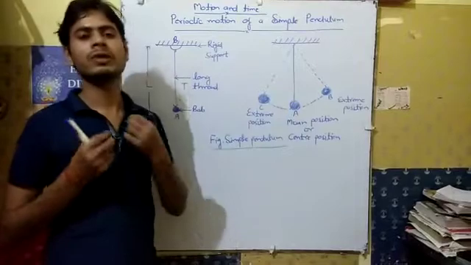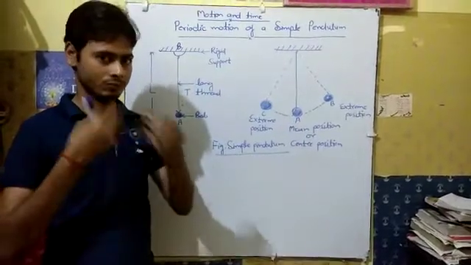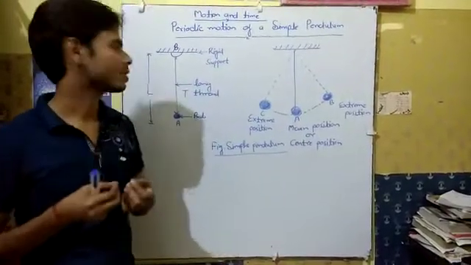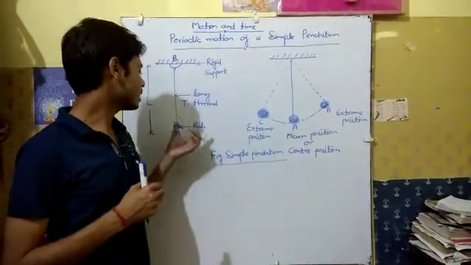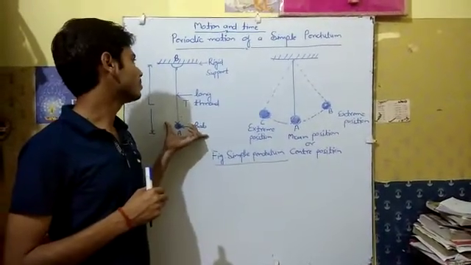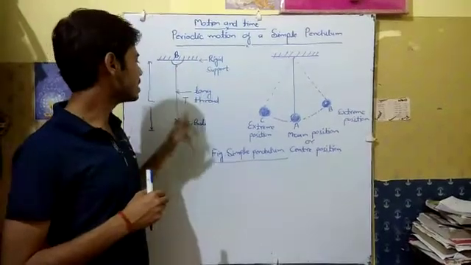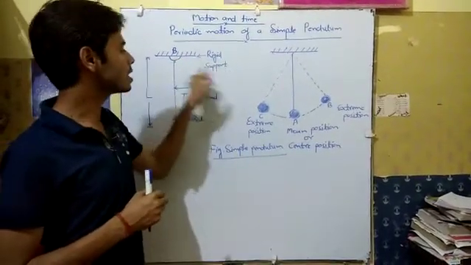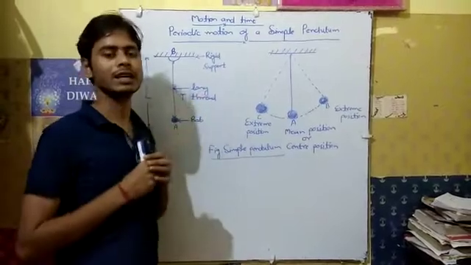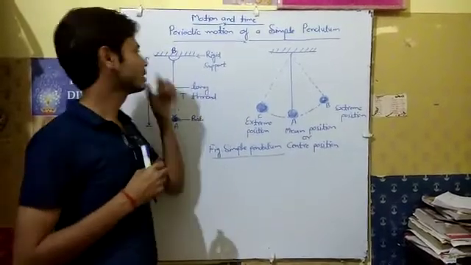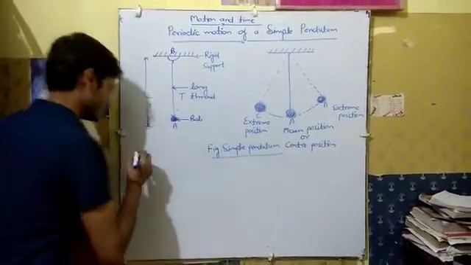So what is the simple pendulum? We write here the definition of the simple pendulum. A simple pendulum contains a metallic bob which is suspended from a rigid support with the help of a long thread.